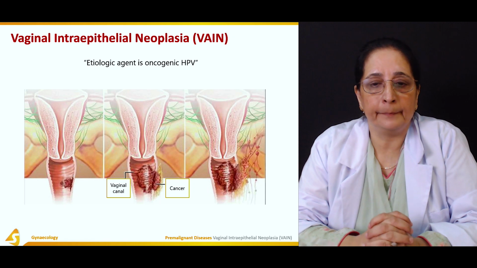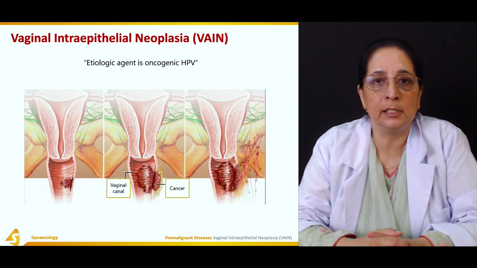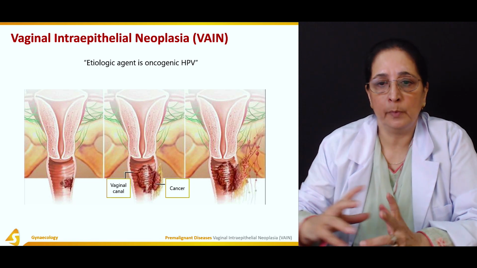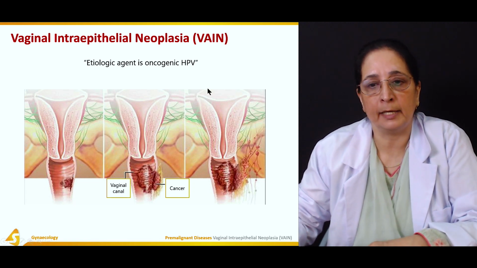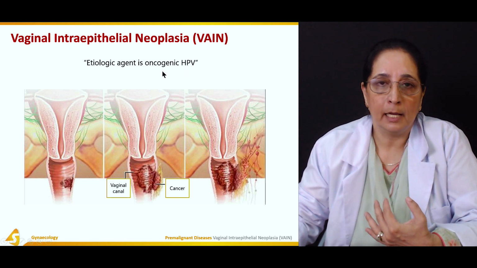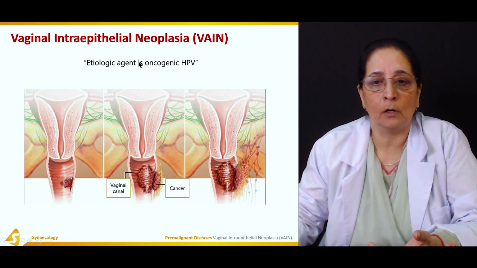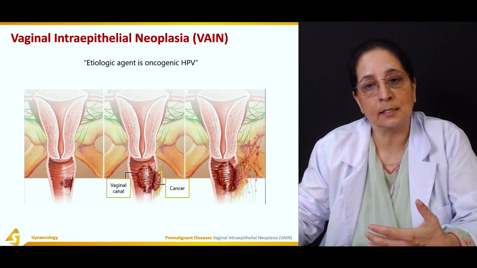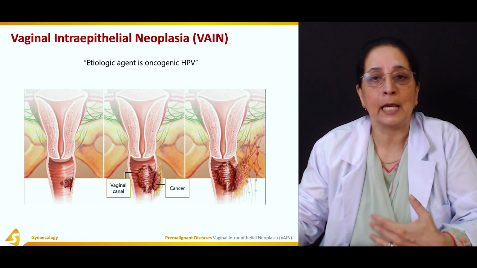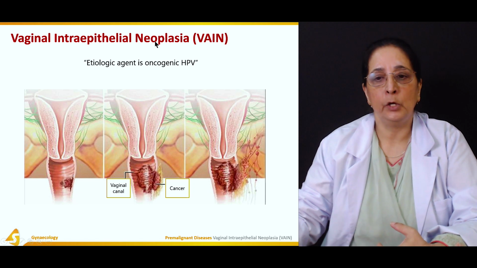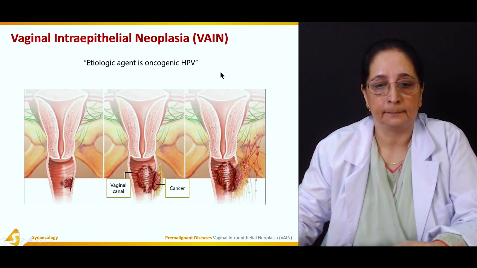And first, the important thing is the etiological agent is HPV, human papillomavirus. Human papillomavirus, oncogenic. Oncogenic means it's capable of causing neoplasia or malignancy. Oncology is the study of cancers. Oncogenic means capable of causing cancer. So HPV stands for human papillomavirus.